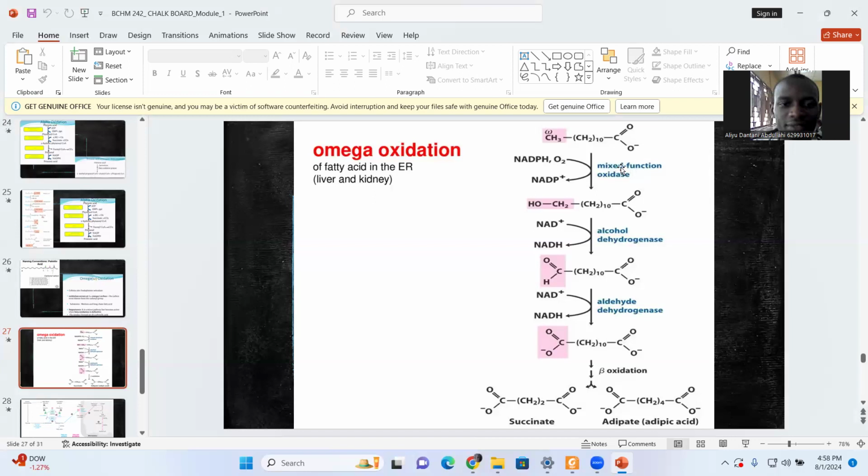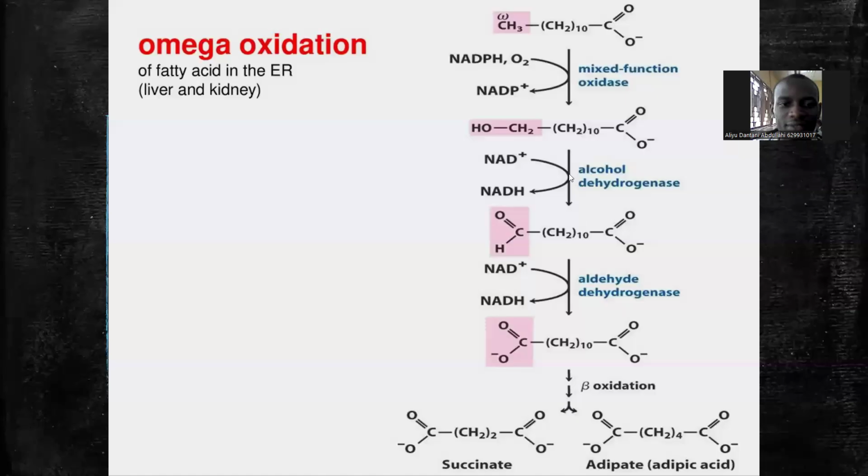Mixed function oxidase in the presence of NADPH. NADPH is oxidized to NADP plus. It means this is going to be reduced, right? And this is the reduction that occurs here on this omega carbon. The omega carbon has to be modified to a carboxylic acid like this before the omega oxidation can occur. Basically, that's what's going on here.